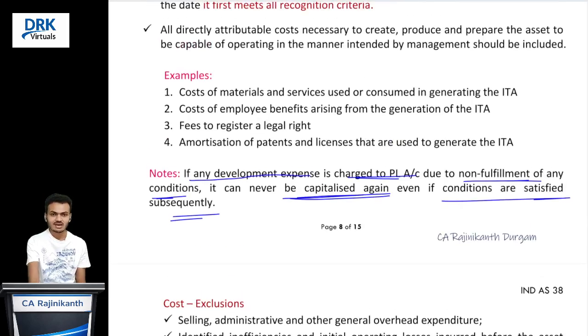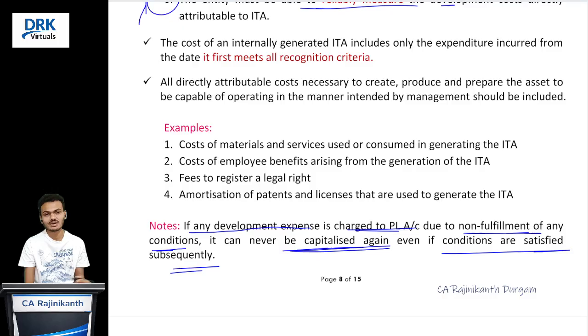And one more thing, we discussed when we should capitalize the expense and when we should not. That is fine. Now, what kind of expenses can we capitalize and what kind of expenses should we not capitalize? That is the discussion. So the standard is saying that all directly attributable costs for that development phase in order to generate the intangible asset can be capitalized. This is very similar to self-construction of property, plant and equipment.